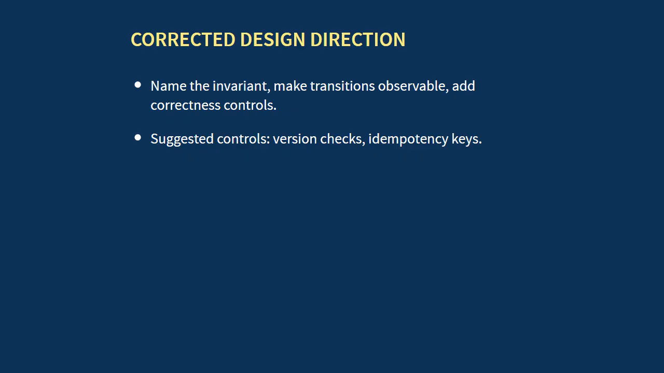To correct issues, we explicitly name the invariant we're guarding. What type of controls can we implement? Controls like version checks or idempotency keys can help ensure correctness.